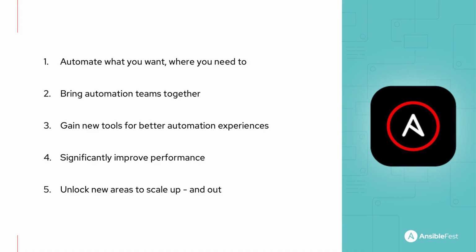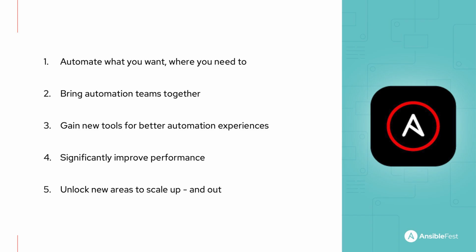Reason 3, gain new tools for better automation experiences: Ansible Builder, Ansible Navigator, Ansible Lint. Reason 4, significantly improved performance. We saw jobs run 22% faster with Automation Controller than they did with Ansible Tower. And reason 5, unlock new areas to scale up and scale out: Automation Mesh with its flexibility and scalability capabilities.